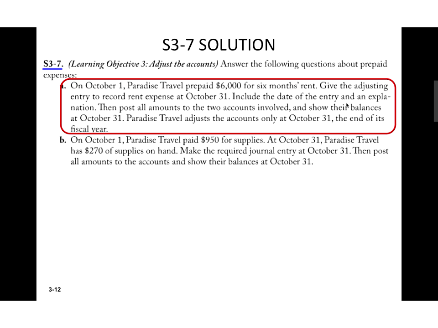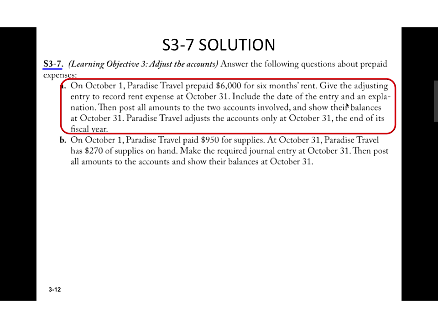Give the adjusting entry to record rent expense at October 31st. So when we originally paid the rent, this is not part of the exercise, but when we pay the rent, we're going to be debiting prepaid rent, this asset, and we're going to be crediting cash. So we have this asset on our books for $6,000 that represents rent for the next 6 months. So that's an asset because it has future economic benefit to us. Our rent is paid each month. So at the end of October, we need to recognize that we've used up $1,000 of rent, basically, because we said it's 6 months, $6,000, so $1,000 a month.